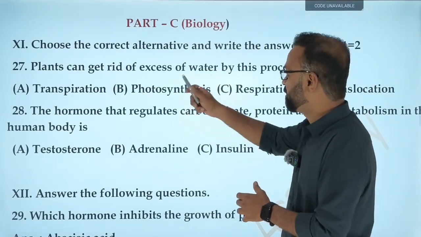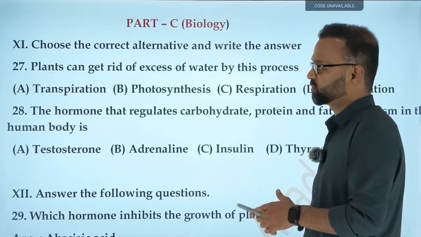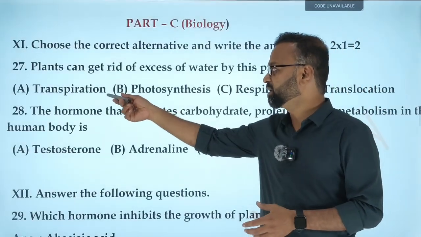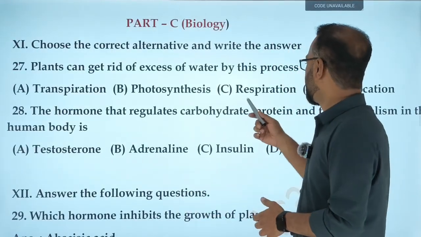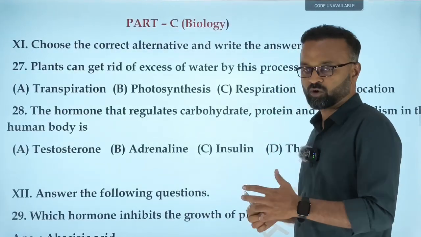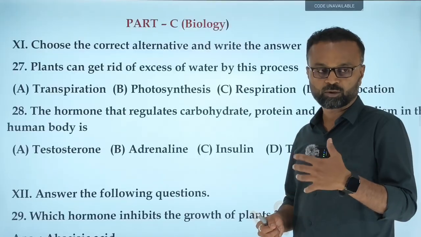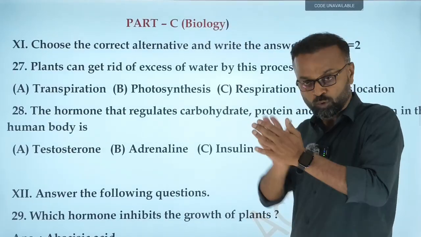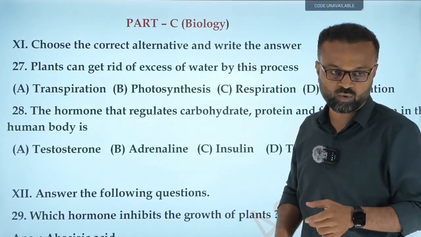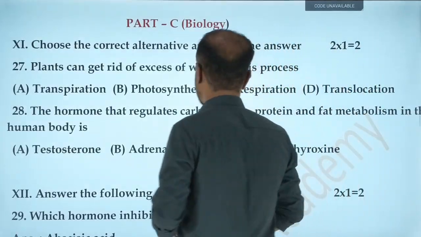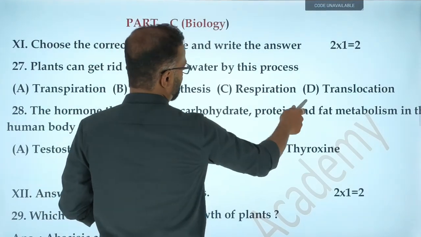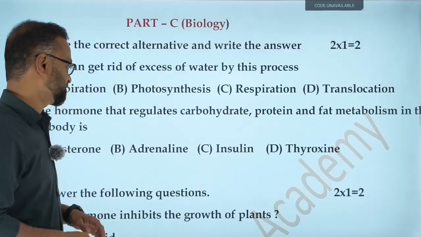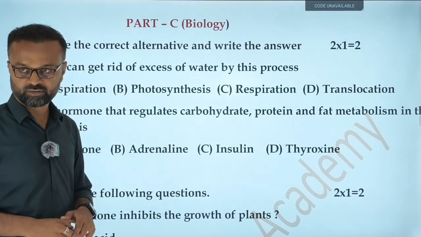See here. Plants get rid of excess water by this process. Which process? Plants will throw out the water. That is the very simple transpiration. Excess amount of water from the plant body will be thrown out into the atmosphere in the form of water vapor through the stomata. We call that process transpiration. Transportation of food to all the parts of the body from the leaf is translocation. Respiration is the breaking down of glucose in the presence of oxygen. Photosynthesis, you know very well.